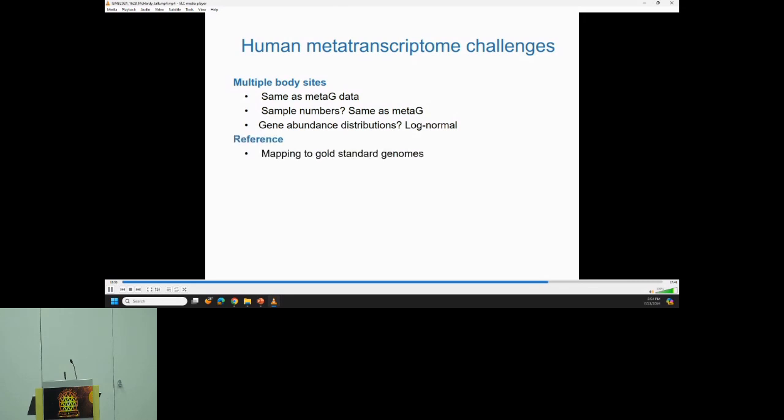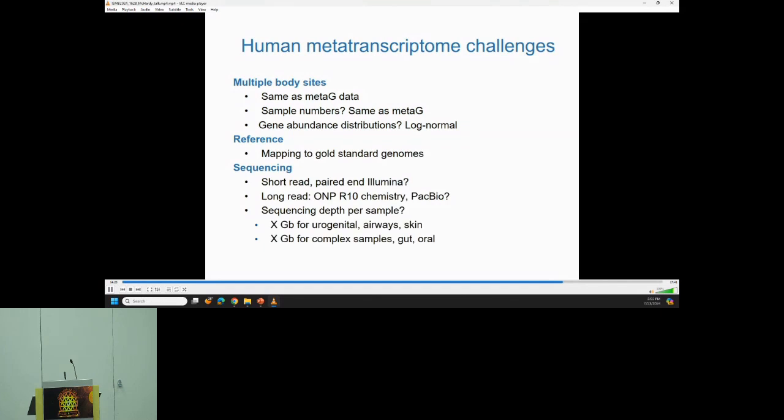So how is metatranscriptome data assessed? So mapping to the gold standard genomes, we know the underlying abundances of the genes that are being simulated. And then when we are creating sequence data for people to work with, we would also again do short read paired-end Illumina, potentially long read sequencing, you have to tell us. And the question is also which sequencing depth would be common here. So these are the details we still have to work out.